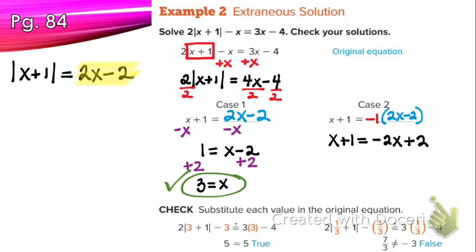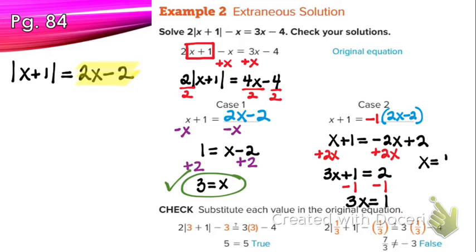So to solve it for x, we're going to add 2x to both sides. So that would be 3x plus 1 equals 2. And then we are going to subtract the 1. So that would be 3x equals 1. And when you divide both sides by 3, we get a fraction. You get x equals 1/3. So let's check that though.